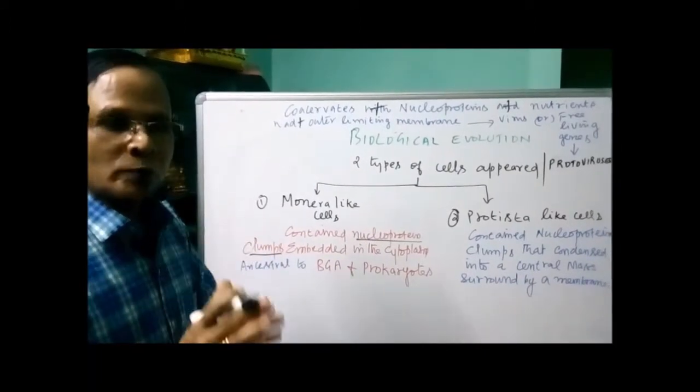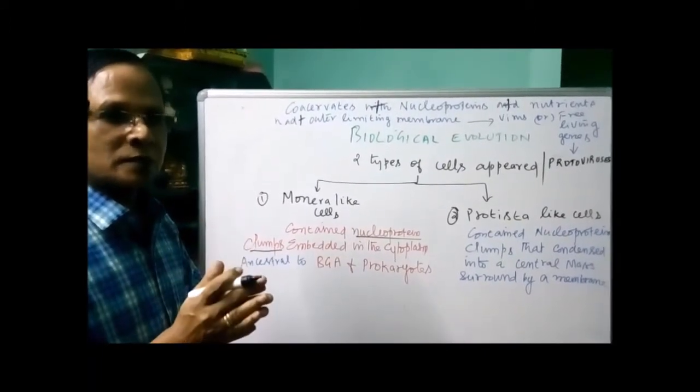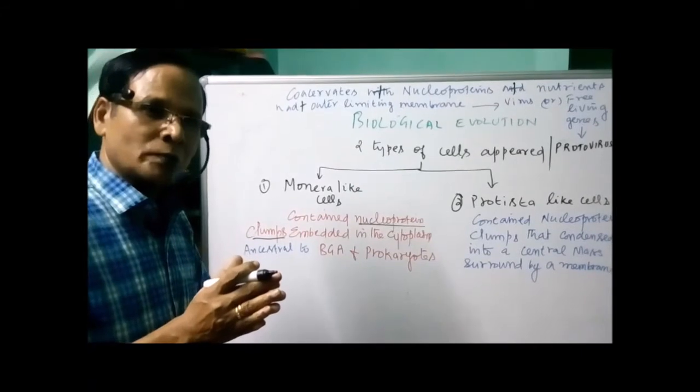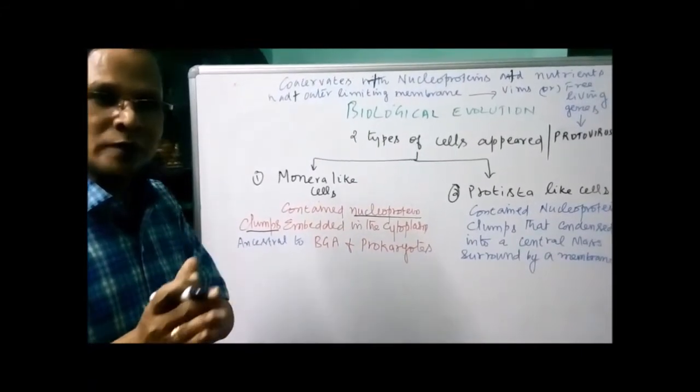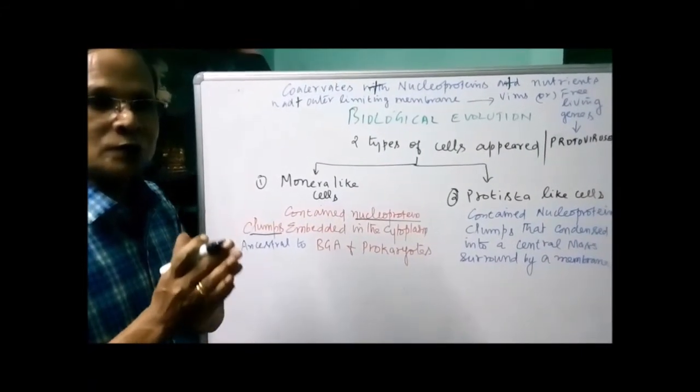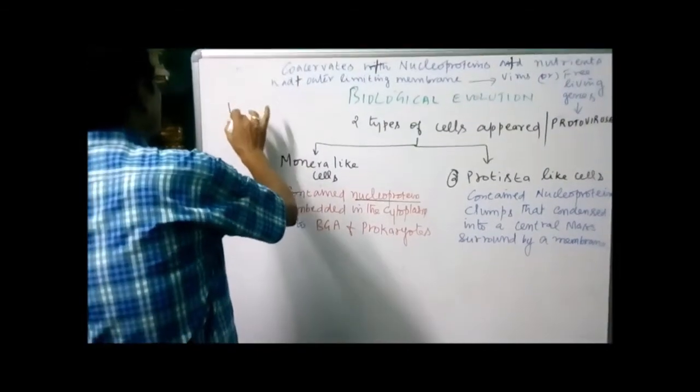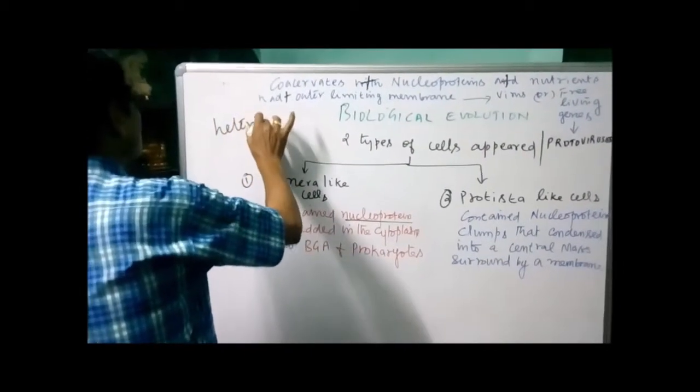We have the protobions, the first cells, and they absorb organic compounds, assimilated from the environment. So the first formed cell is heterotrophic.